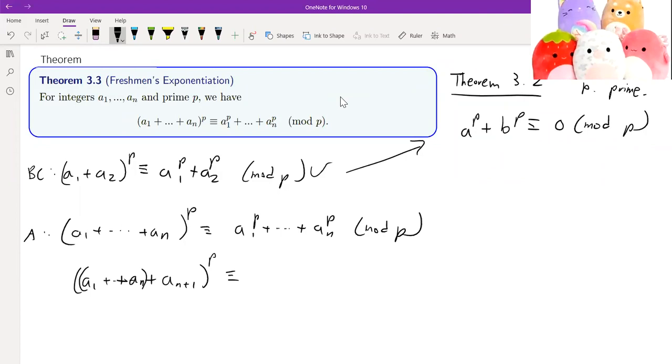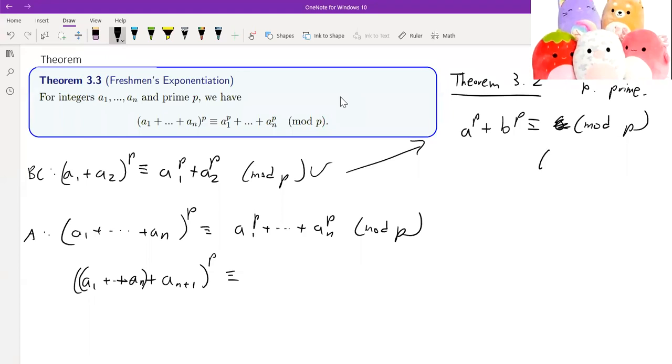And if we use binomial expansion, actually no, not binomial expansion, if we use theorem 3.2, instead of setting two variables to be a and b, we set this sum right here to be a and an plus 1 to be b. So in that case, my bad. I actually miswrote this.